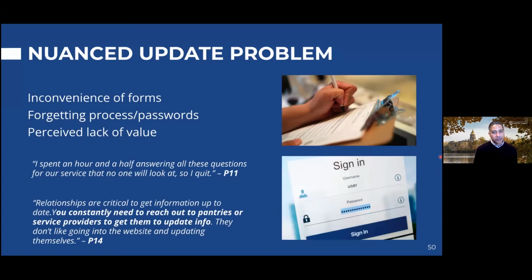P14 illustrates the use of personal relationships to help with update issues. So they're talking about reaching out to pantries and other service providers to get them to update their info. So it's a challenging problem.